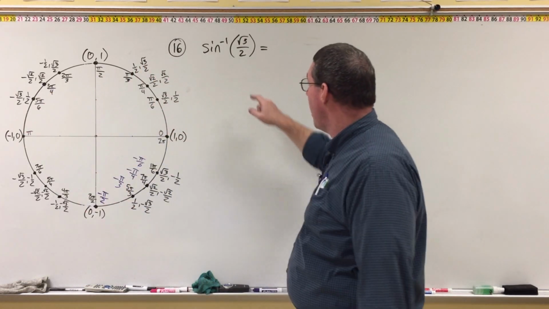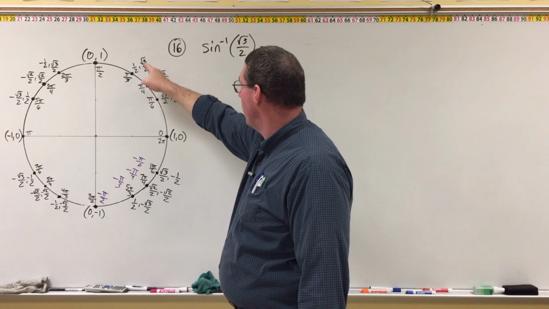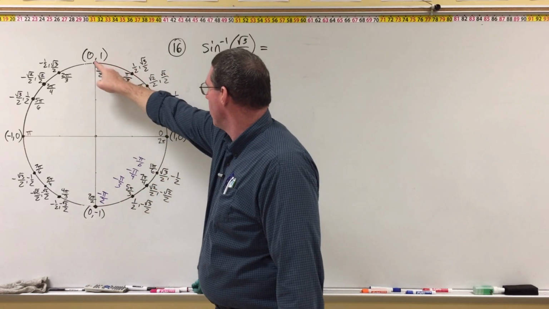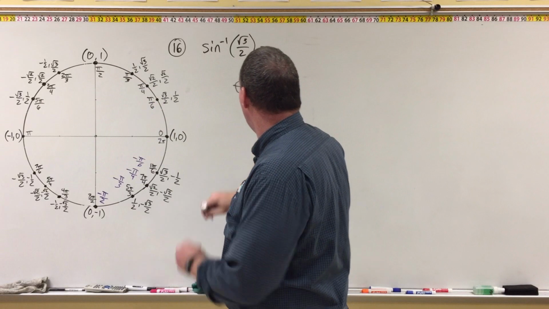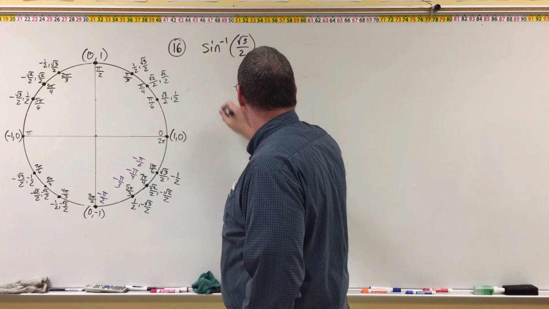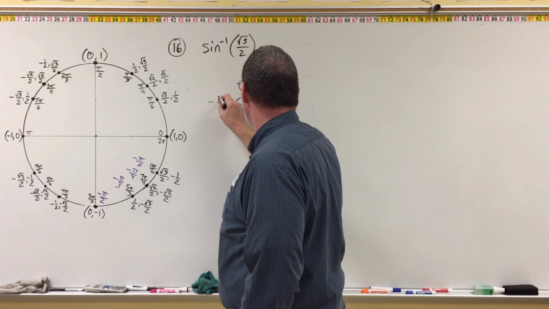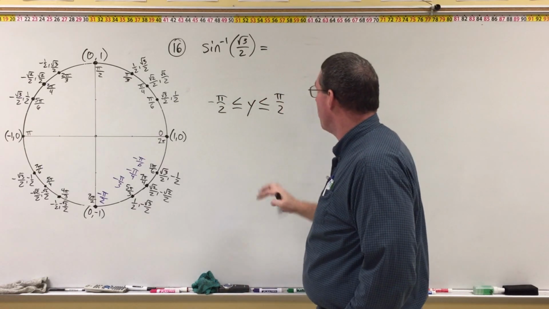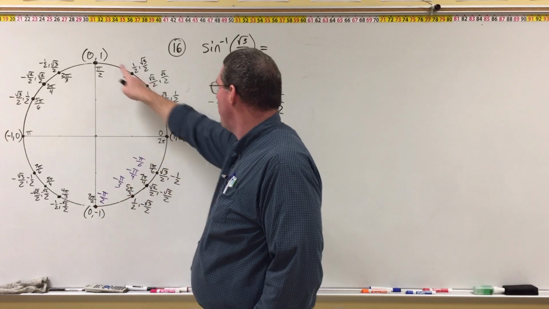Okay? So in this case, we're being asked sine inverse of square root of 3 over 2. There's square root of 3 over 2. We're only going to pick an angle that's between here and here because the range of sine inverse is going to be, the answers can only be between negative pi over 2 and pi over 2. And therefore, we have to pick something that falls between negative pi over 2 and pi over 2.